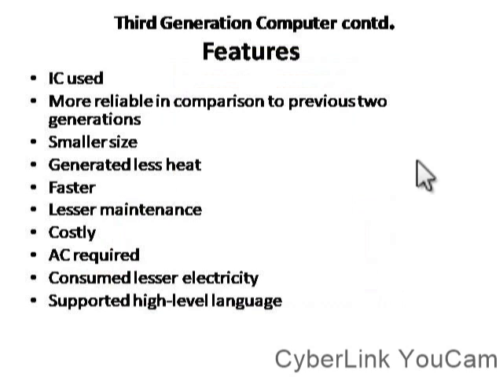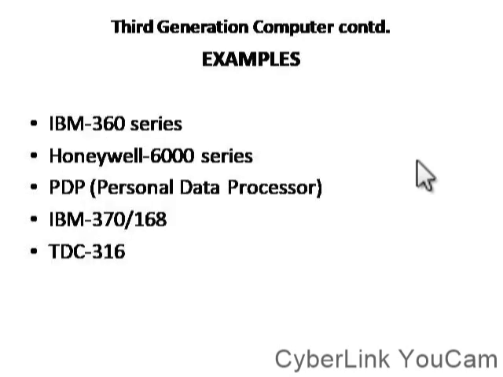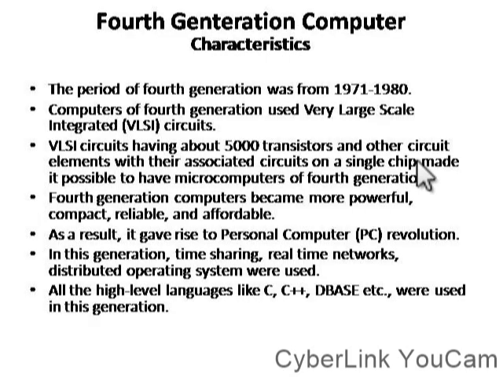Features: IC used and more reliable, smaller size, generated less heat, faster, lesser maintenance, costly, AC required, consumed less electricity, and support for high-level languages. Examples: IBM 360 series, as I told you. In the next topic, we will see the IBM PC, and how they all work. Honeywell 6000 series, PDP, IBM 370, 168, TDC 316.